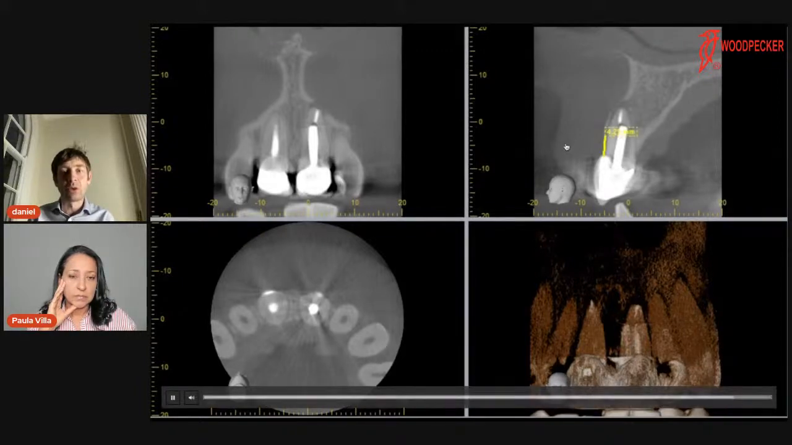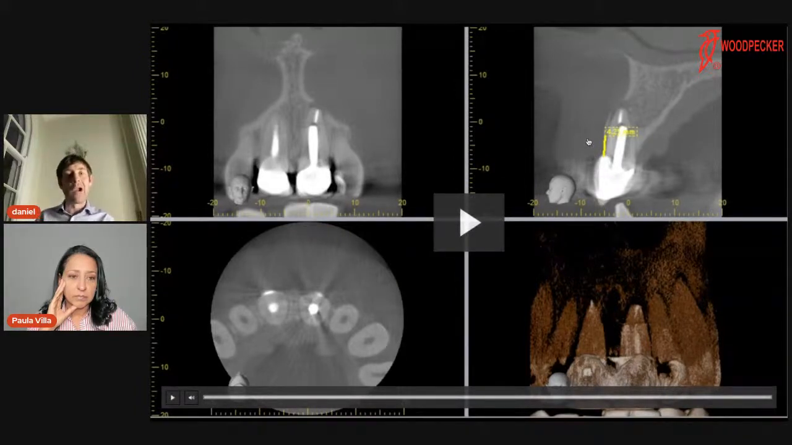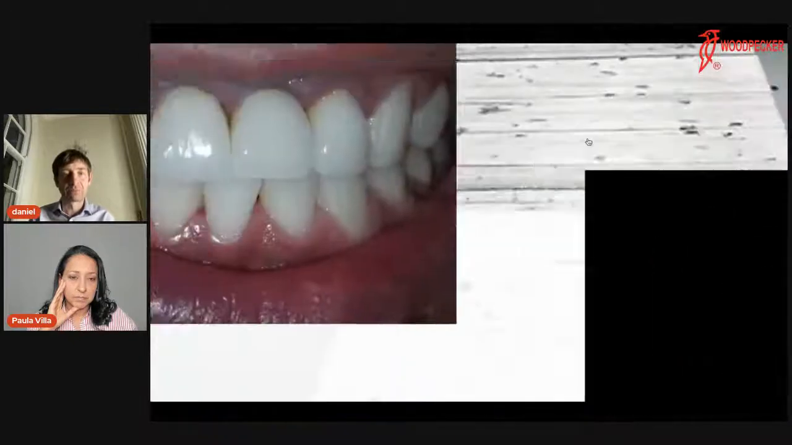So the way we plan our flap, we use cone beam CT to guide our flap design. So we're looking, where is the bone? How are we going to access the lesion? And we can see all this before we touch the patient.